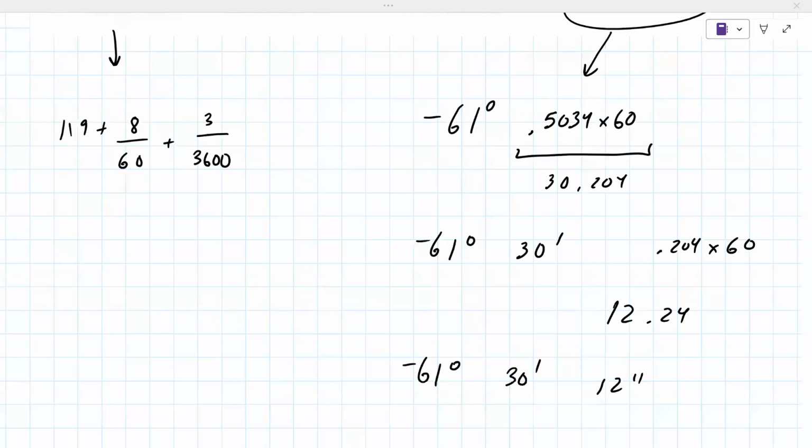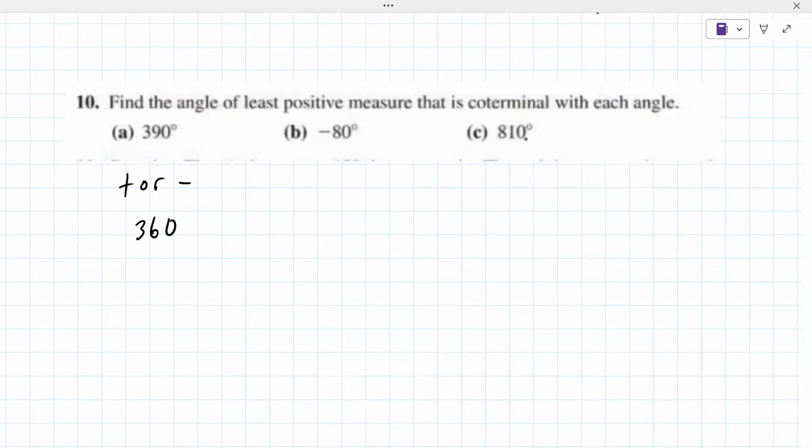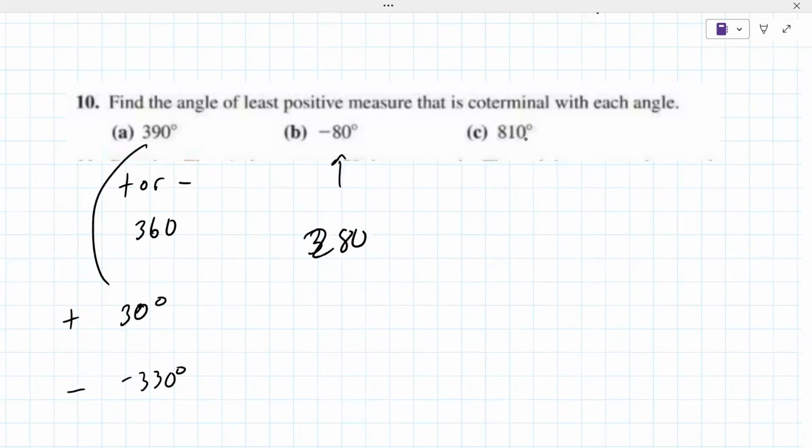Really quickly, did you guys talk about coterminal angles a little bit? Coterminal, yeah. So you just add or subtract 360 until you get one that's positive and one that's negative. So for part A, it's 30 degrees is the positive one, and then negative 330 degrees is the negative one. Here you add 360 to get 280 degrees for your positive one, but then you have to subtract 360 to get minus 440 for your negative one. Something like that.